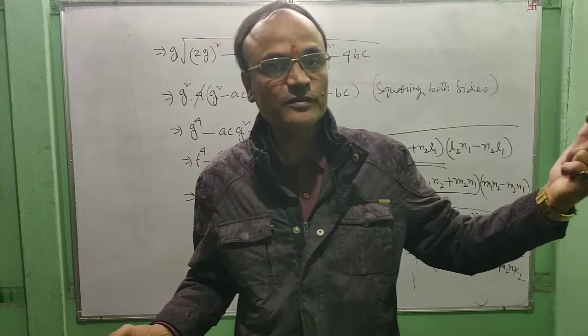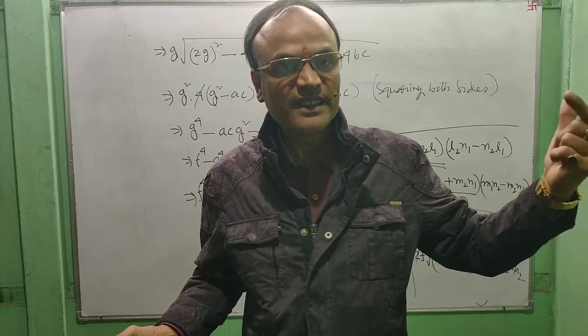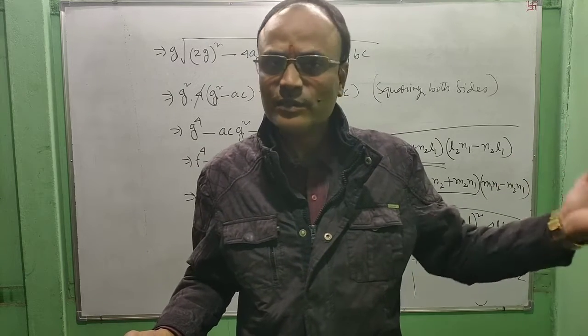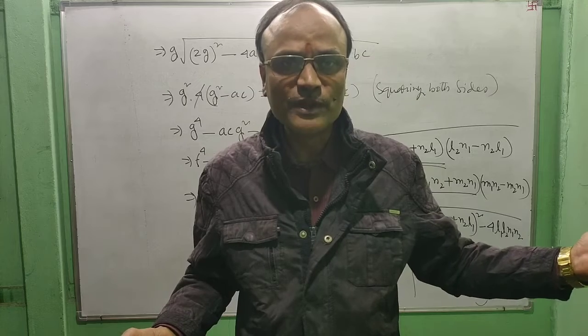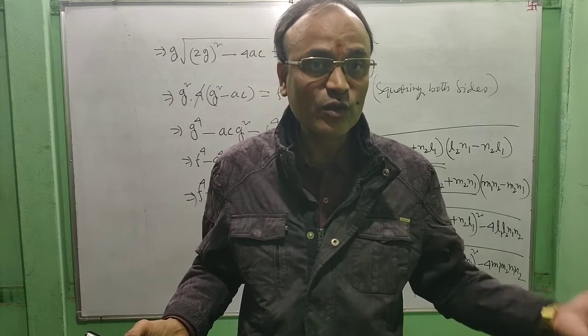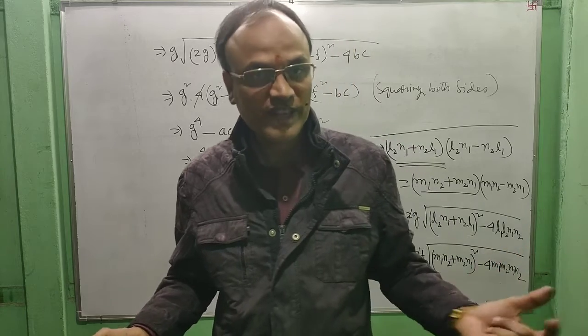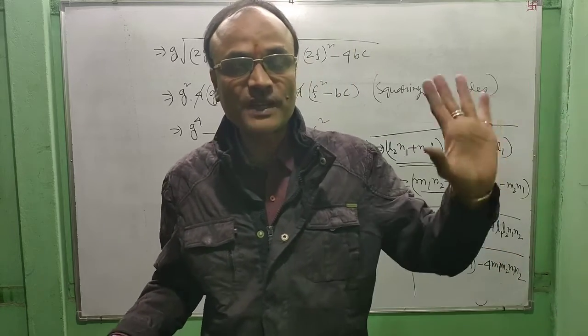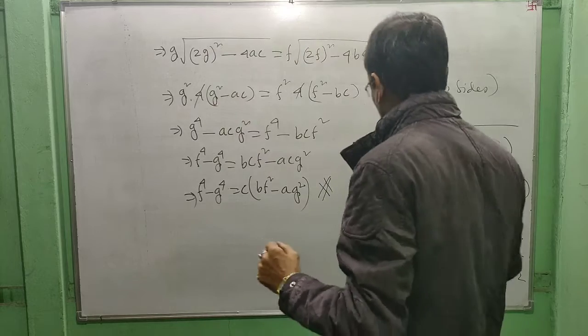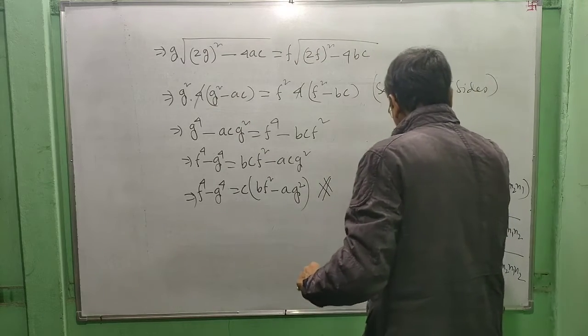Then there must be some angle between these two straight lines. What is the angle between the straight lines joining the origin to the points of intersection of the curve and the straight line? We are going to solve this problem.